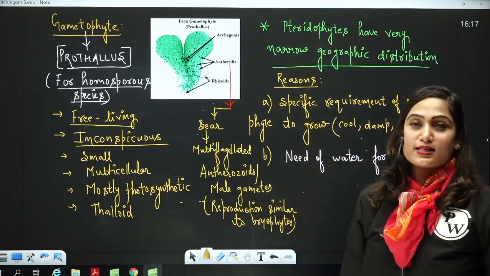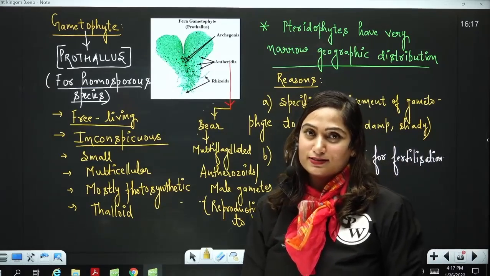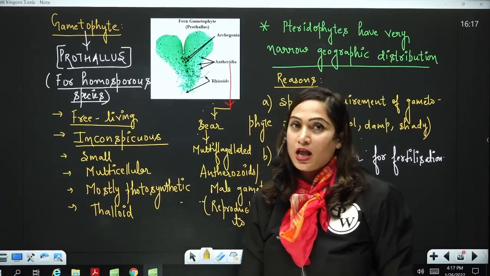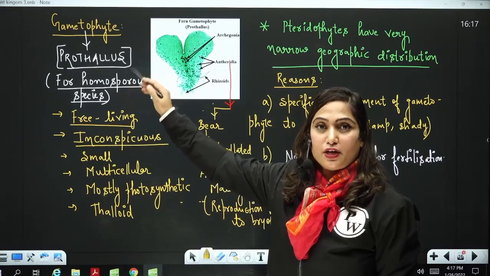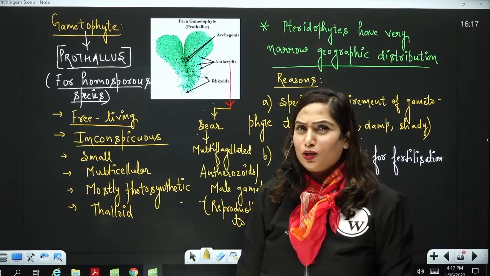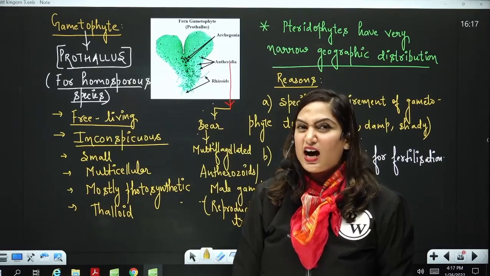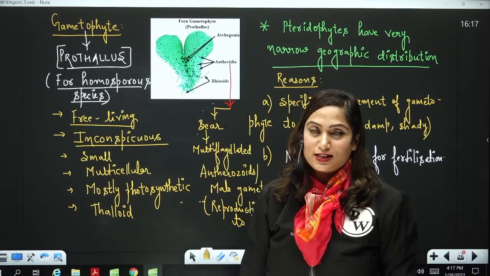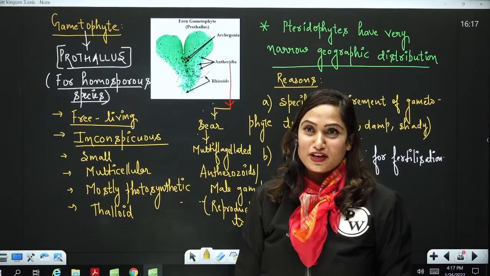Now let's discuss the gametophyte of pteridophytes, which is not the dominant phase, because the sporophyte is the dominant phase. The word we use for the gametophyte of pteridophytes is prothallus. Do not confuse it with protonema. Protonema is the juvenile gametophyte of mosses, but prothallus is the gametophyte of pteridophytes, right?